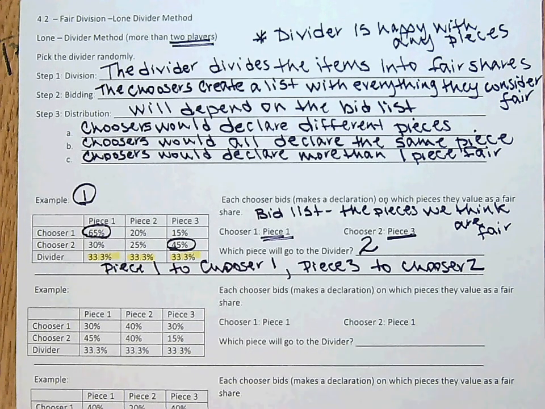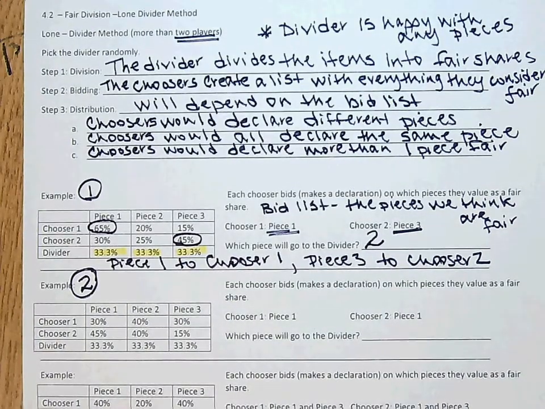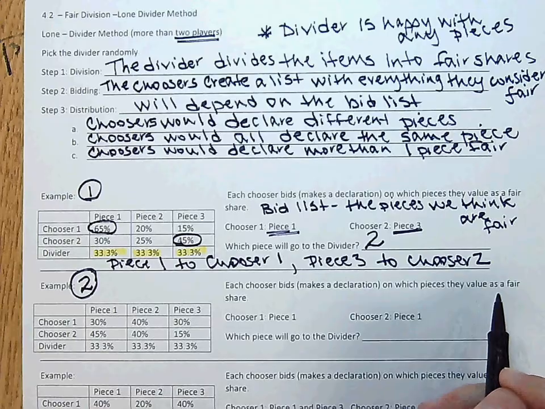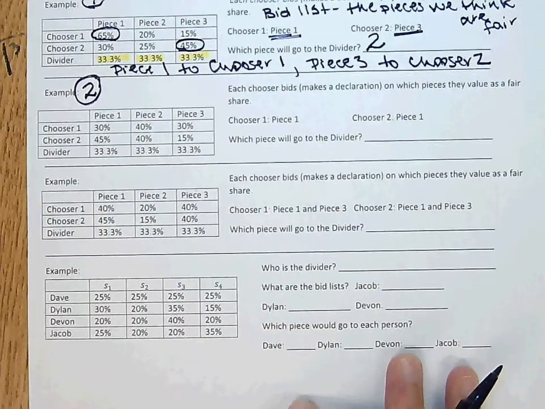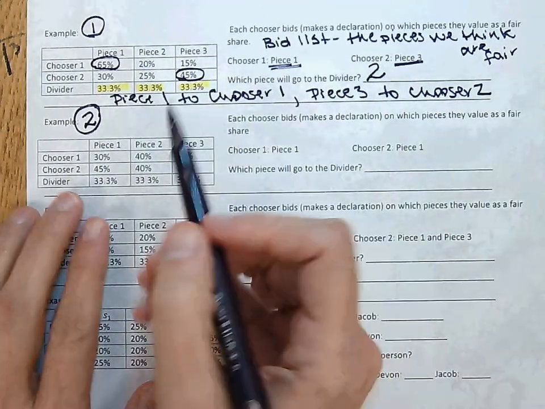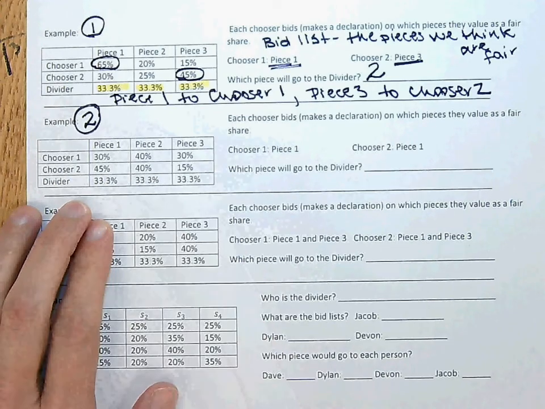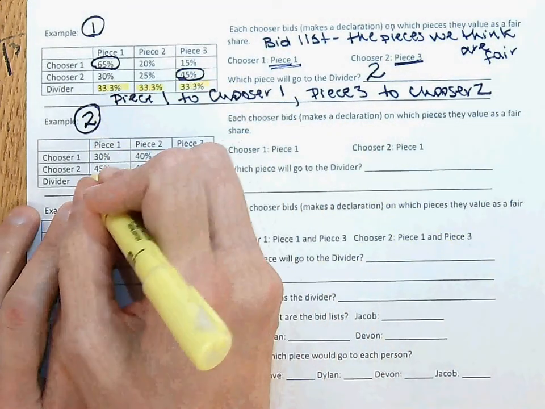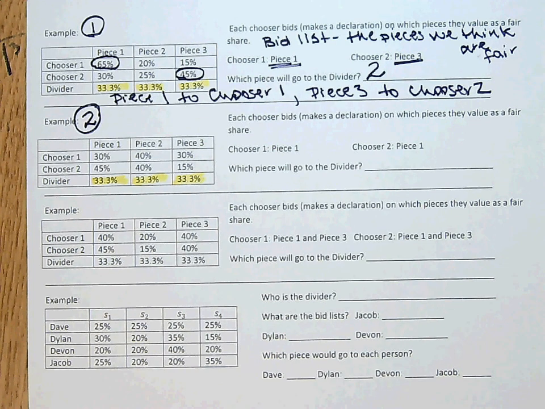Okay, so let's look at example 2 here. Each chooser bids, makes a declaration on the pieces that they value as fair. Once again, we have 3 players, the divider and the 2 choosers. So therefore, it's going to be divided into thirds. So the divider then takes the items, whatever they might be, and divides it into 3 piles or 3 pieces that they would be happy with any one of the pieces.